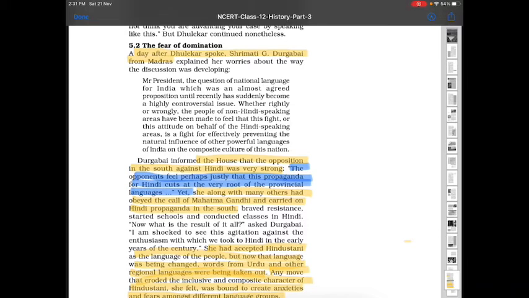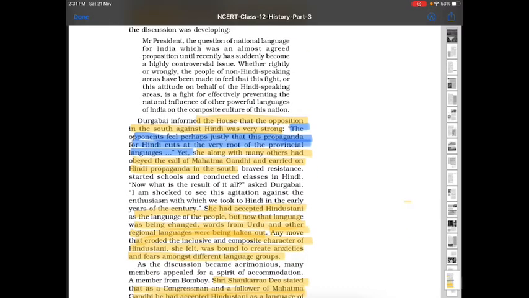For example, their major concern was that if Hindi is imposed, the provincial languages may lose their importance and might also disappear. Another thing Srimati Durga Bai highlighted was that she obeyed Gandhiji and continued supporting the Hindustani language, but still there was strong criticism, and the people of southern India were against the imposition of Hindi.